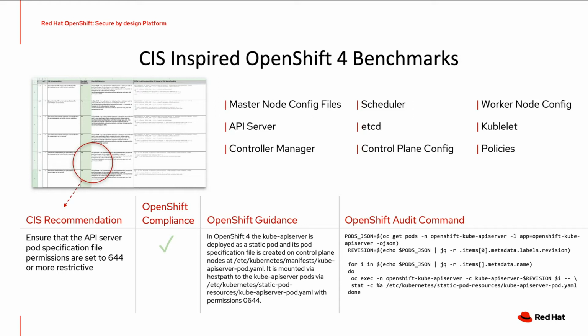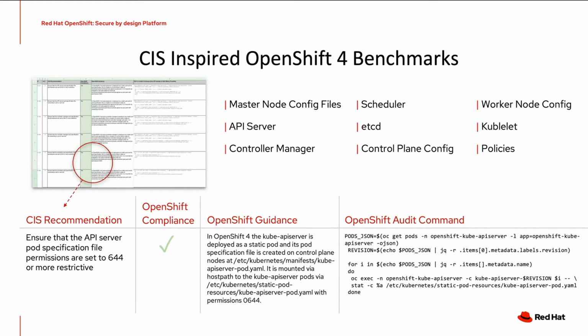So if you look at the bottom here, here's an example recommendation. It says to ensure the API server pod spec file permissions are 644 or more restrictive. So the folks at Red Hat and CIS will be providing things like guidance on the recommendation, the actual audit command using the oc OpenShift command line tool, what the output should look like.